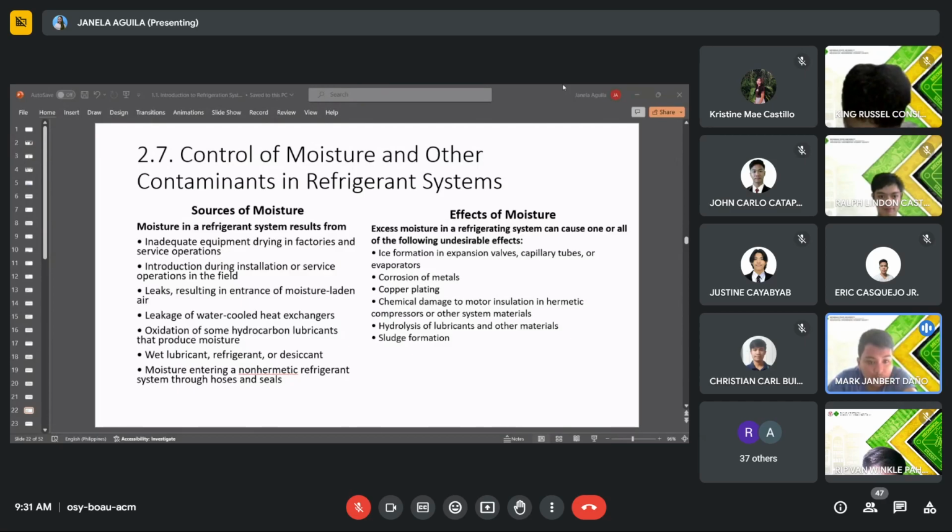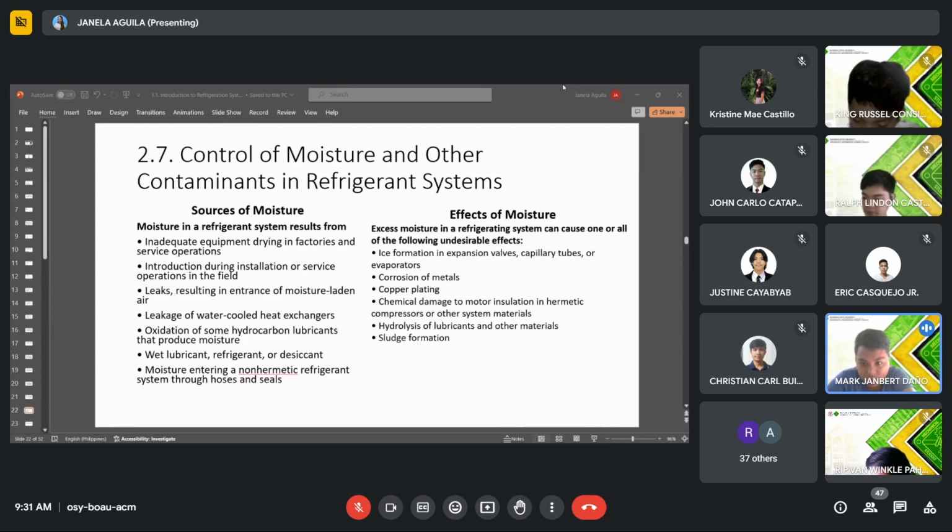Oxidation of some hydrocarbon lubricants that produce moisture. Certain hydrocarbon lubricants used in refrigeration systems can undergo oxidation under certain conditions. This oxidation process can generate moisture as a byproduct, which then enters the refrigerant system.